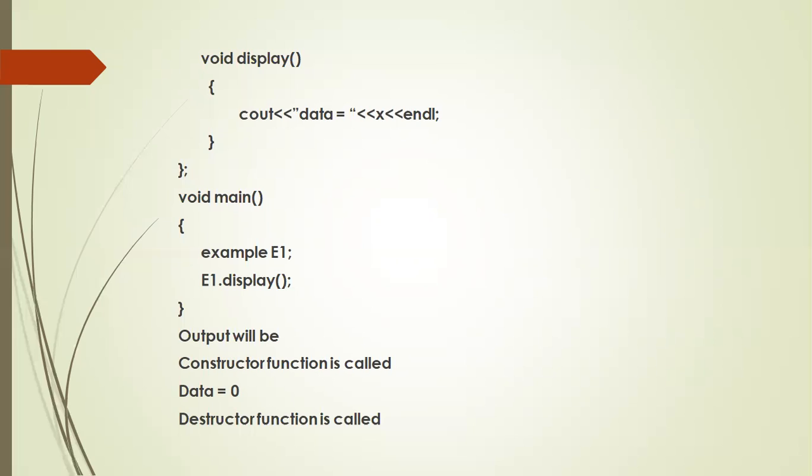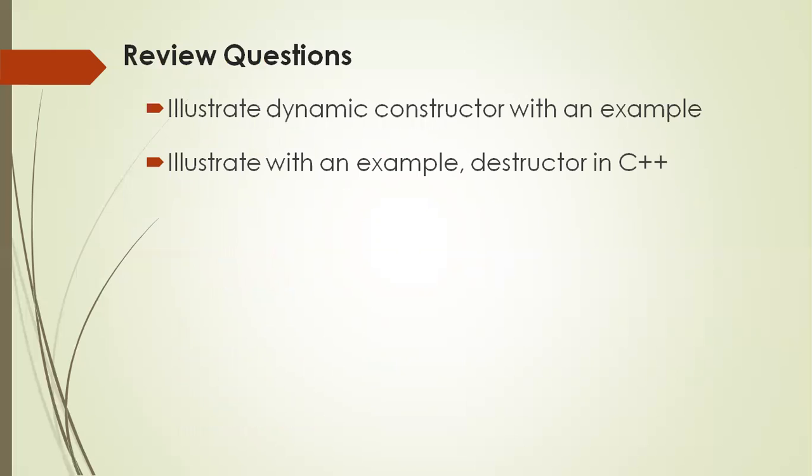So the output: example e1. Since you are creating the object called e1, naturally the constructor is executed, so the message will be "constructor function is called". After that, you are calling the display function. In the display function, you are displaying the value of x. Since you are not given any initial value, the x value will be data equal to 0. After that, you are leaving the main function. That means you are quitting the program. At the time of quitting the program, naturally the destructor function for e1 is executed. In the destructor function, you have the statement, destructor function is called. So this is the simple program illustrating constructors and destructors.